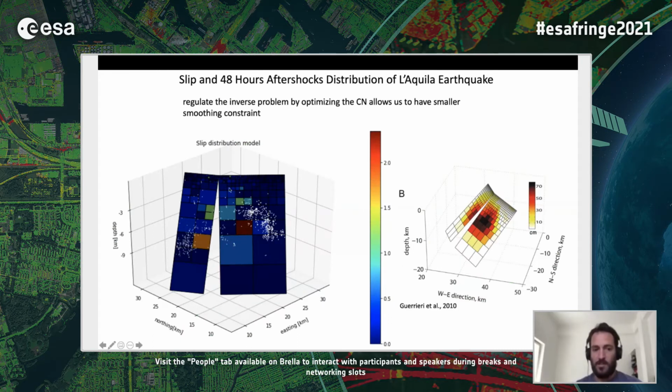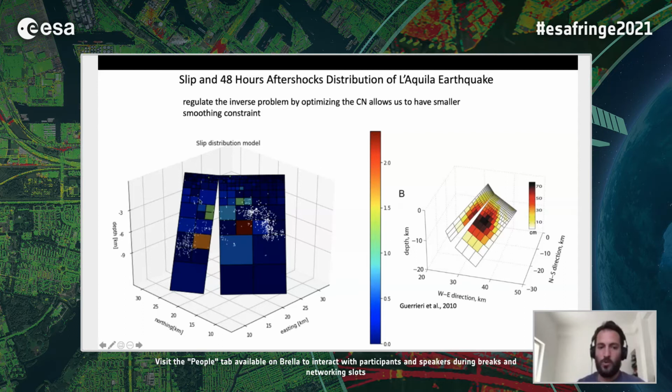We will finish this part by showing the slip distribution, where on the left we can see our new slip distribution, and to the right we can see Guerri et al.'s slip distribution. Because we're regularizing our inversion problem by optimizing the condition number, we can use a much smaller smoothing coefficient. I do not know what the smoothing coefficient of Guerri et al. was, but to get about the same result, I need to use a 0.1 smoothing coefficient, whereas we used a 10 to the minus 4 smoothing coefficient, so much smaller.